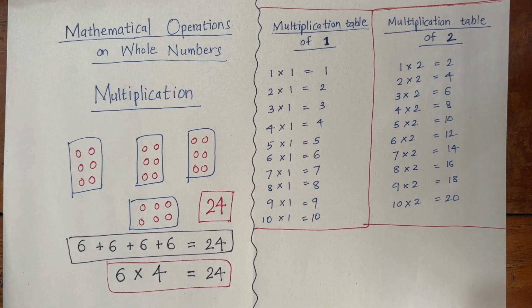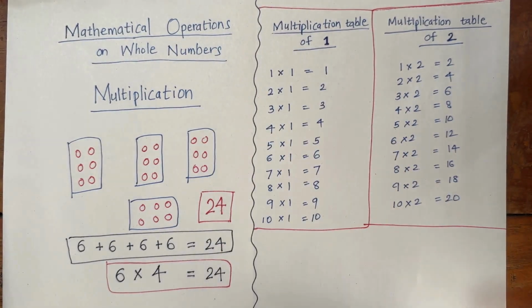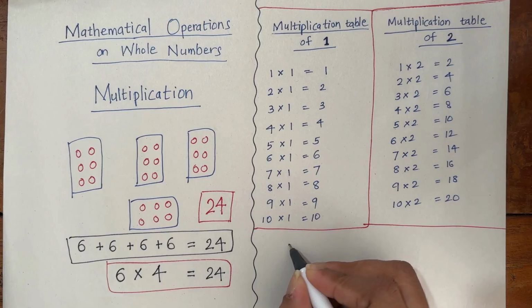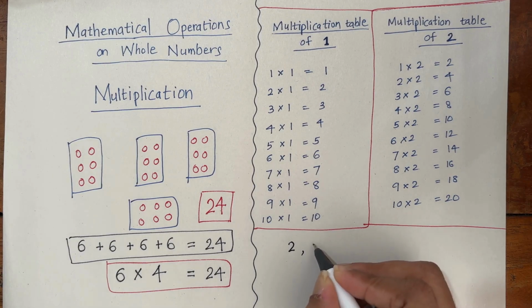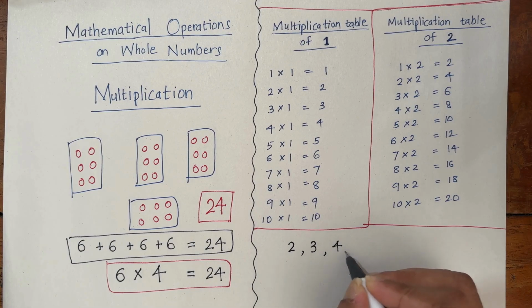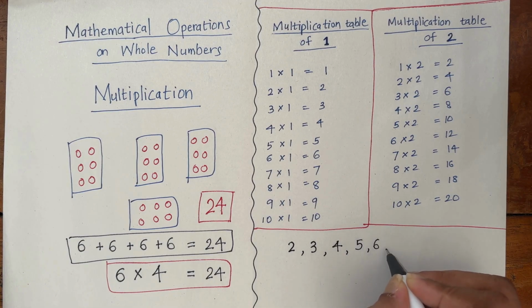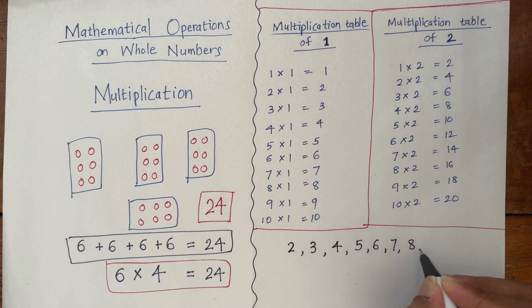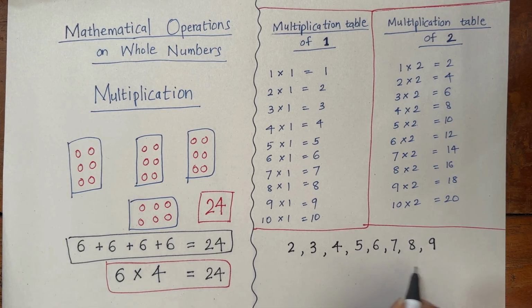Okay, now, how many tables do you have to remember? You can easily remember the 1's table. It is easy, right? So you have to remember the 2's table, 3, 4, 5, 6, 7, 8 and 9. So if you can remember these tables, the multiplication table of 2, table of 3, 4, up to multiplication table of 9, then you can perform any multiplication.